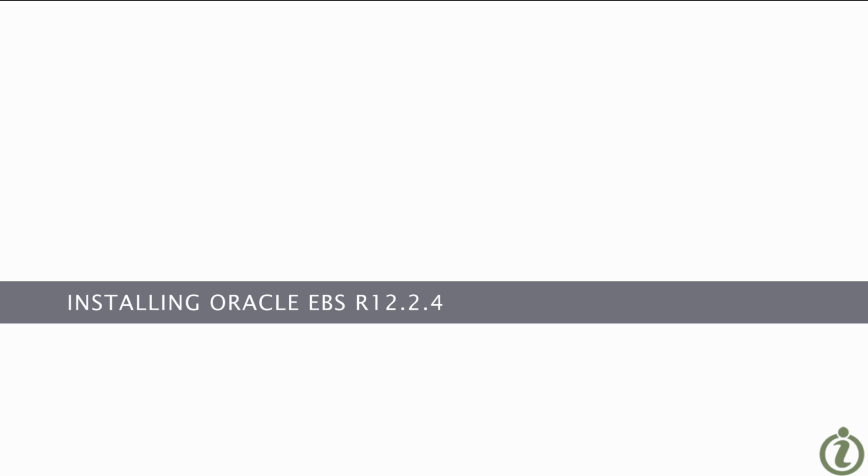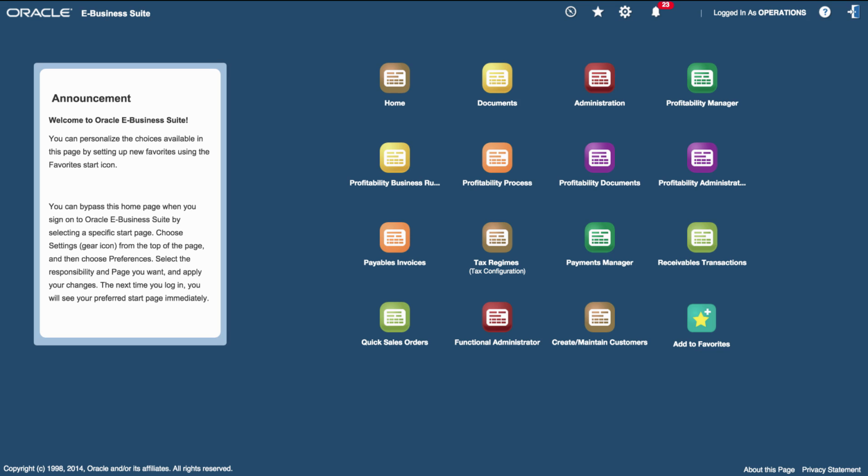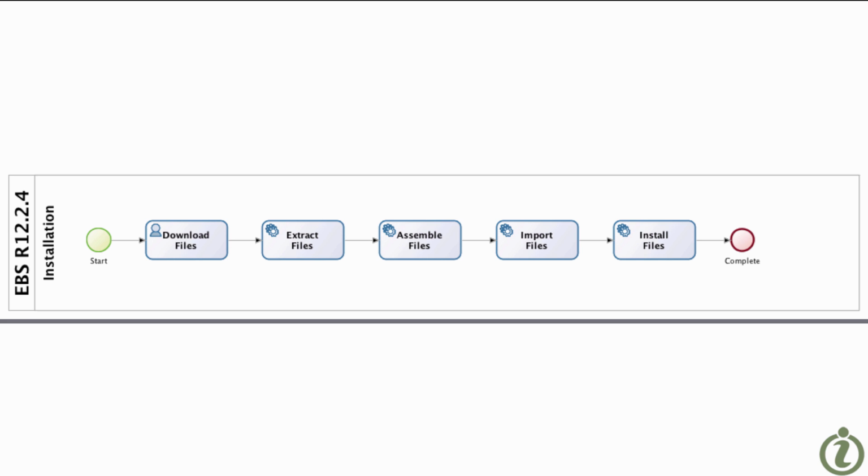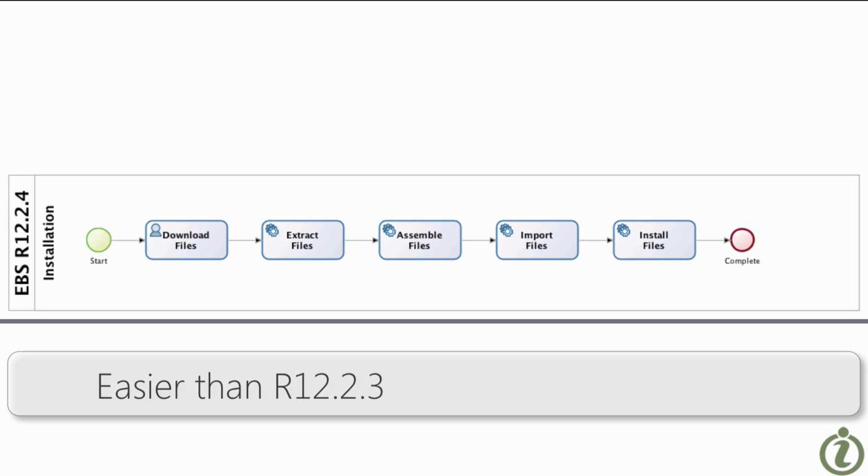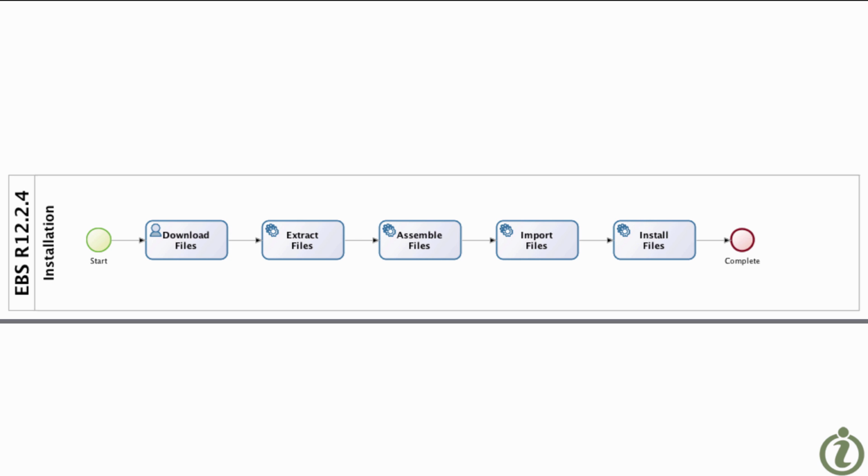In this video, we'll be installing Oracle EBS R12.2.4. The process that we'll be going through will be similar to the release 12.2.3. We'll download the files from eDelivery, Oracle Cloud. We'll extract the zip files. We'll then assemble the files together, concatenate them together. We'll import the files into Oracle Virtual Machine, and then we'll do the installation.